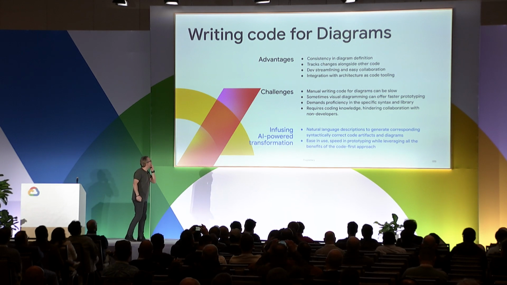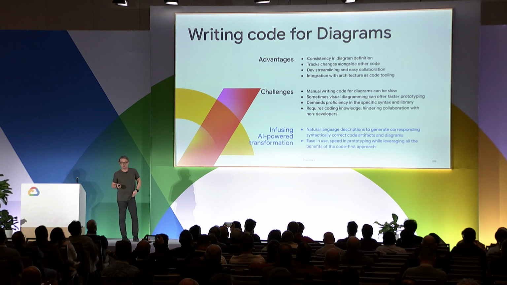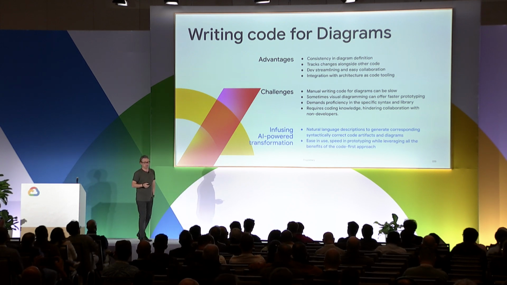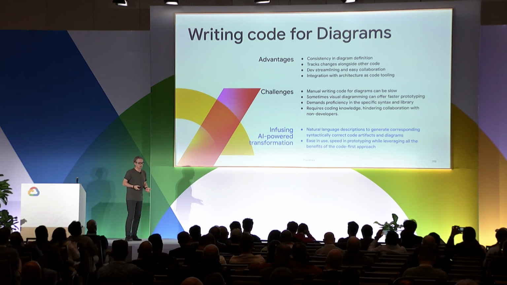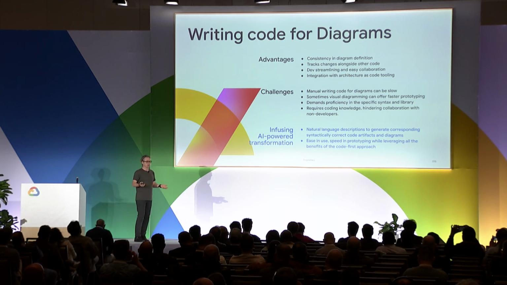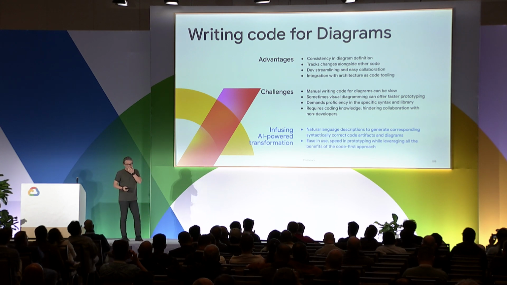So, what is it like working with a library like this? Okay, let's start with the advantages first. First of all is the formal notation of expressing architecture in code. I mean, it guarantees consistency. You don't have any surprises. There's only one way to do that in code.